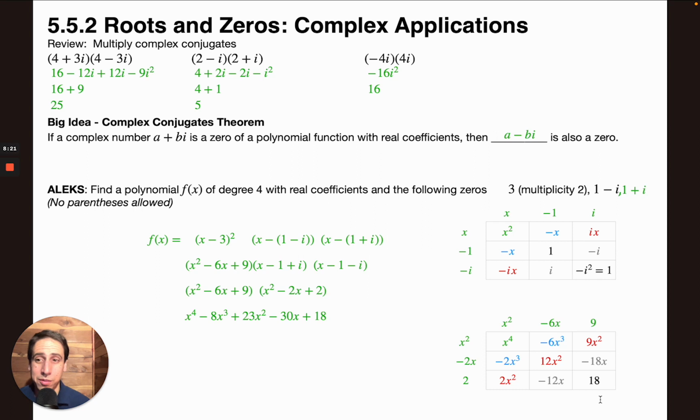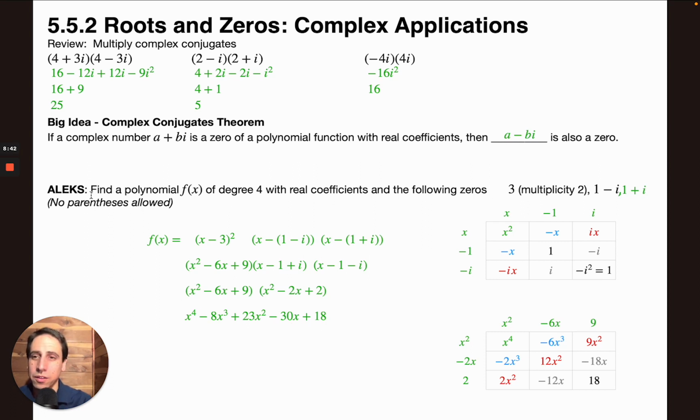The blue terms combine. They're like terms. All the red terms are like terms. They also combine, and the gray terms as well. So when you rewrite the whole thing here, it's x to the 4th minus 8x cubed plus 23x squared minus 30x plus 18. This is the polynomial function.